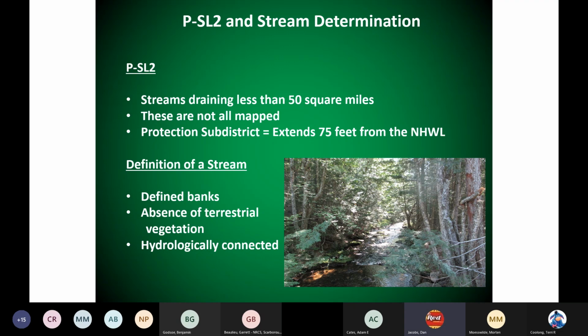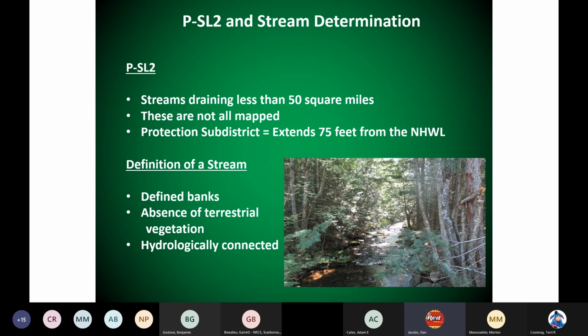However, if a water body meets the definition of a stream on the ground, it still needs to be protected according to the regulations as a stream. PSL2 protection subdistricts extend 75 feet from the normal high water line. So for the smaller streams, it's only a 75-foot zone, what a lot of times foresters call a buffer.